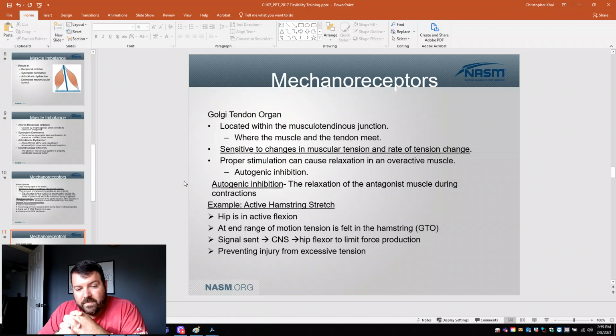Another example is another active hamstring stretch. Again, you're lying on your back, and the hip is in active flexion. At the end range of motion, tension is felt on the hamstring Golgi tendon organ. A signal is sent to the central nervous system, which goes over to the hip flexor to limit force production, preventing injury from excessive tension.